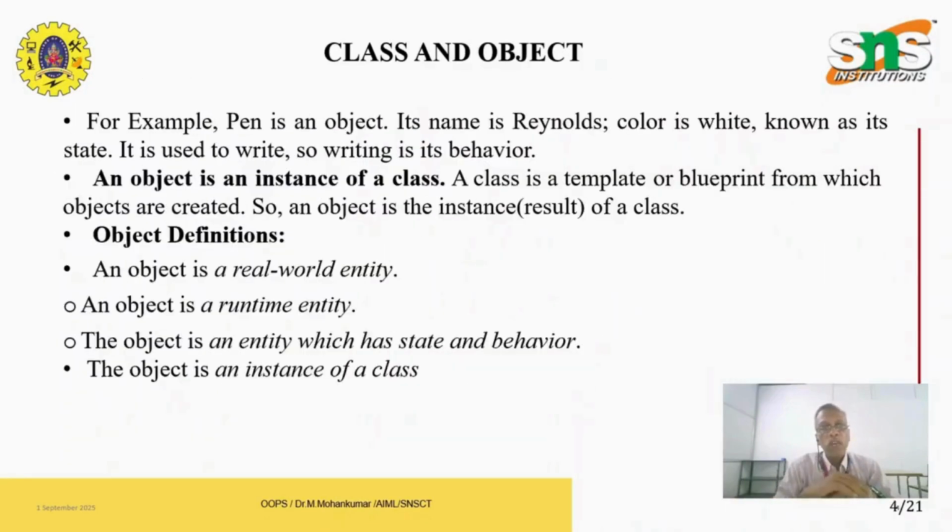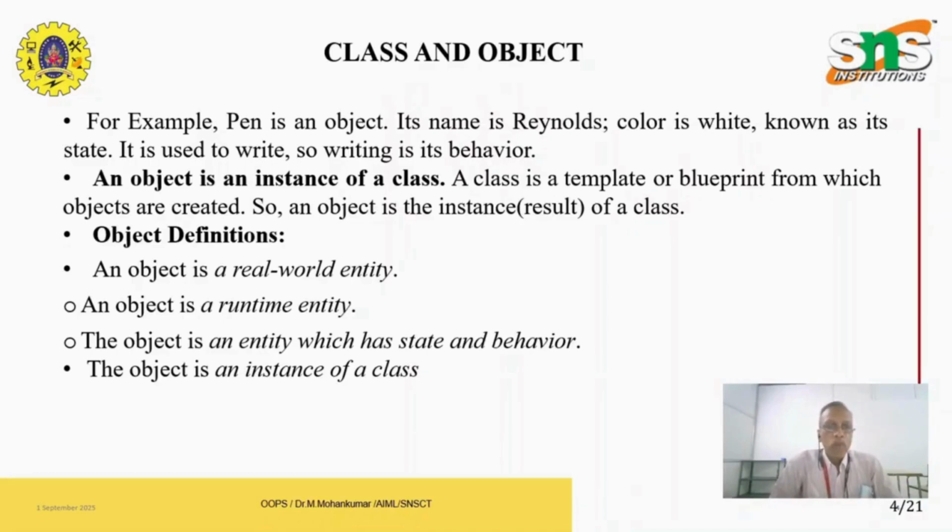Class and object: for example, a pen is an object, its name is Reynolds, its color is white, which is its state. It is used to write, so writing is its behavior. An object is an instance of a class. A class is a template or blueprint from which objects are created. So an object is the instance, a result of a class.